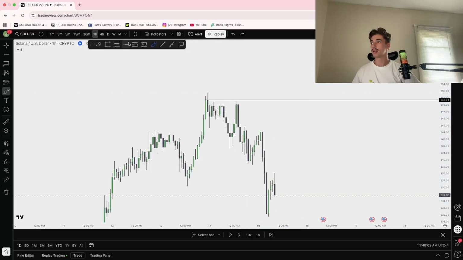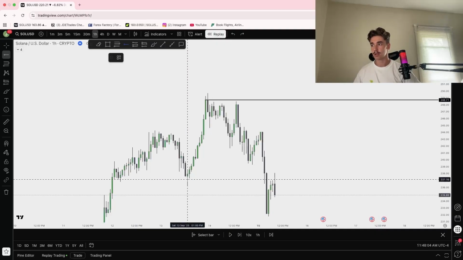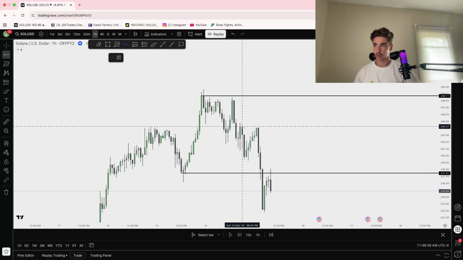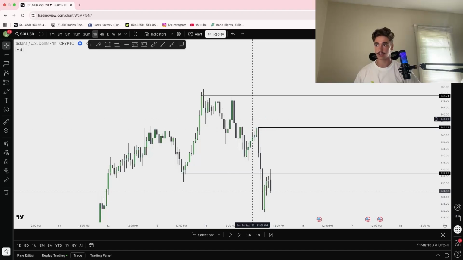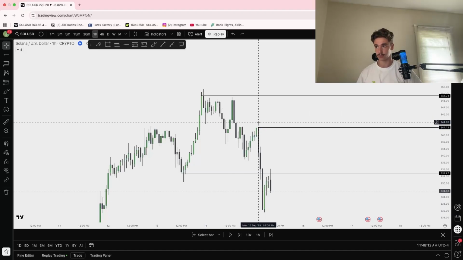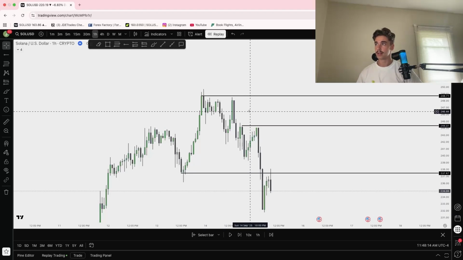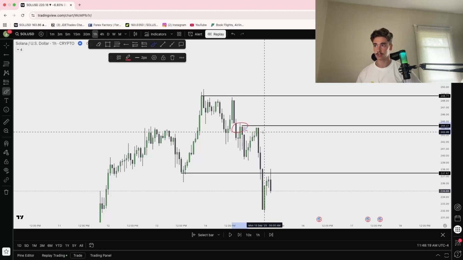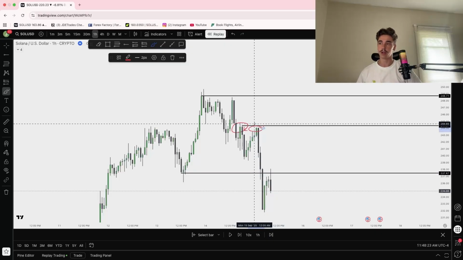So we have that line there. We have our swing high. We have this line here. We have our swing low. And if you really want, you can go ahead and mark out the swing highs and swing lows between these ranges. For example, we have these equal highs here. We have this swing high here on this bullish candle. And we have this swing high here on this bullish candle, followed by this big displacement move to the sell side.